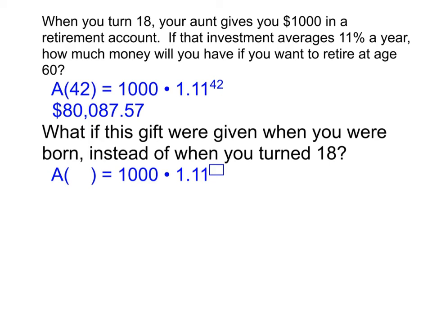Instead of it being in there 42 years from 18 to 60, it's going to be in there from birth to 60, which is, of course, 60 years. And so now we can go ahead and do that calculation. And when you do that one, we end up with $524,057.24. That turns out to be quite a nice gift, doesn't it?